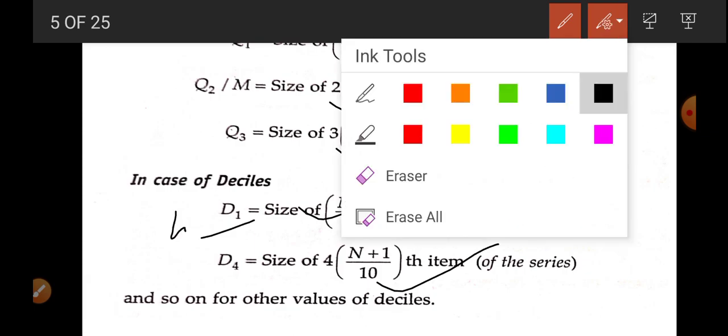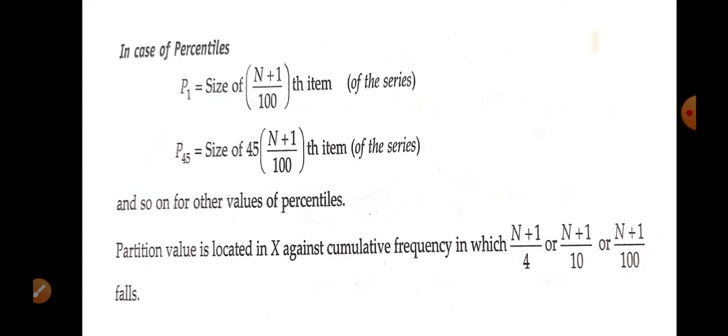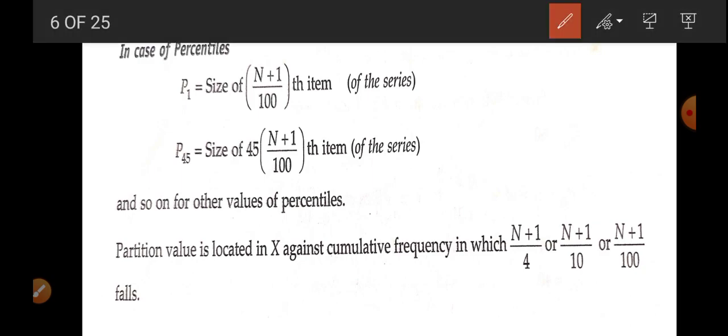Sorry, D1 divides into 10 equal parts. So that is why it is divided by 10. Percentile divides into 100 equal parts. So that is why in basic P1, it is n plus 1 upon 100.